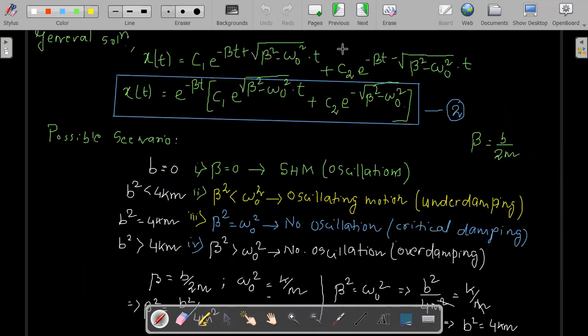Now, our next case that we are going to take up is case number 3, where we're basically considering beta square is equal to omega naught square. Observe that there is no oscillation and there is something which we call as critical damping.